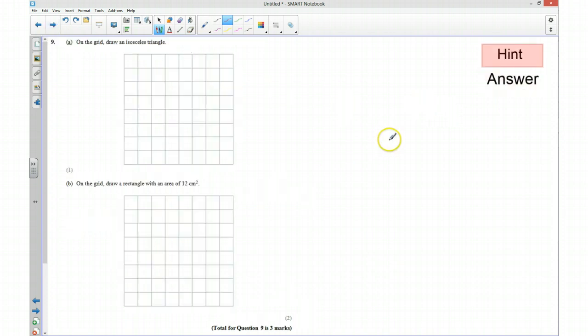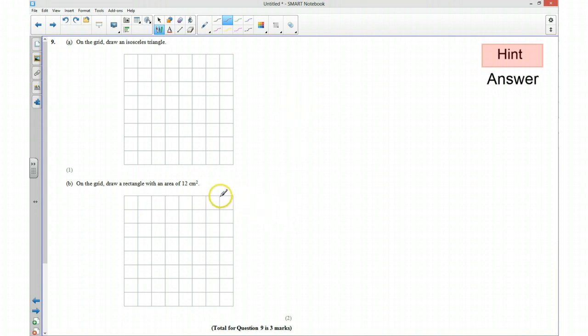Okay, question 9. On the grid we need to draw an isosceles triangle. So remember that an isosceles is a triangle that has just two equal sides, which means it also has 2 equal angles. Part B, on the grid we need to draw a rectangle with an area of 12 centimeters squared.